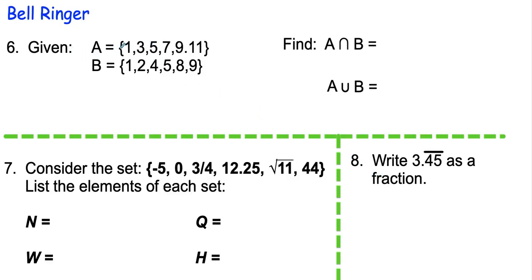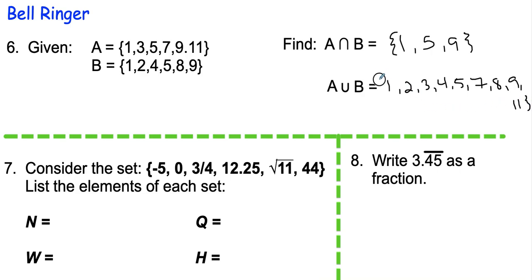So for number 6, we have this set for A, this set for B. We want to find an intersection. Remember, that looks kind of like an N for intersection. We want to write the same thing from both sets. So we have a 1 in both of them, a 5 in both of them, and a 9 in both of them. We put them in curly brackets. Union, that's the U shape. That's one of everything. So 1, 2, 3, 4, 5, 7, 8, 9, and 11. And we put all these in curly brackets because we're noting a set.